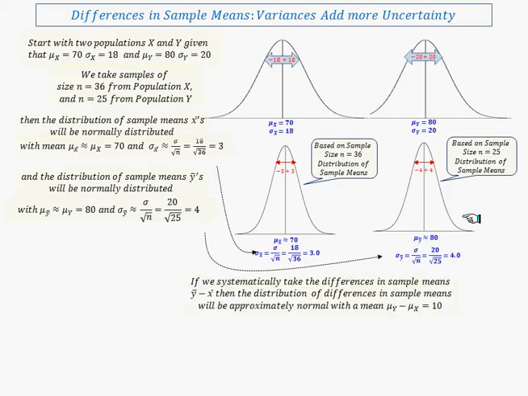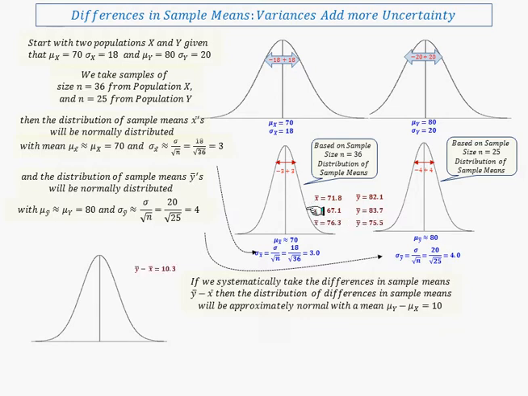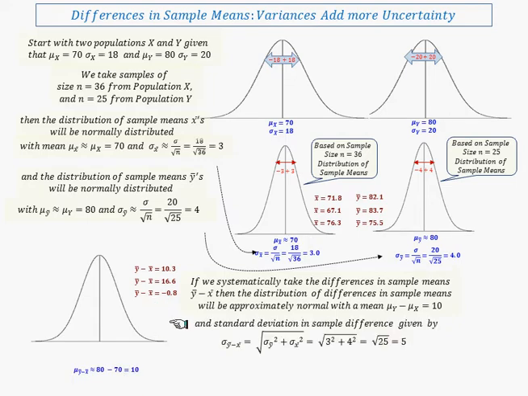Now we systematically look at the differences between the x bars and y bars. So you see them coming on the screen here. We take an x bar and a y bar, and we take several pairs of them. We've got 3 here. And we systematically look at the difference, y bar minus x bar. The idea being here that these differences, y bar minus x bar, should cluster about the difference between the population means, or 80 minus 70, or 10.